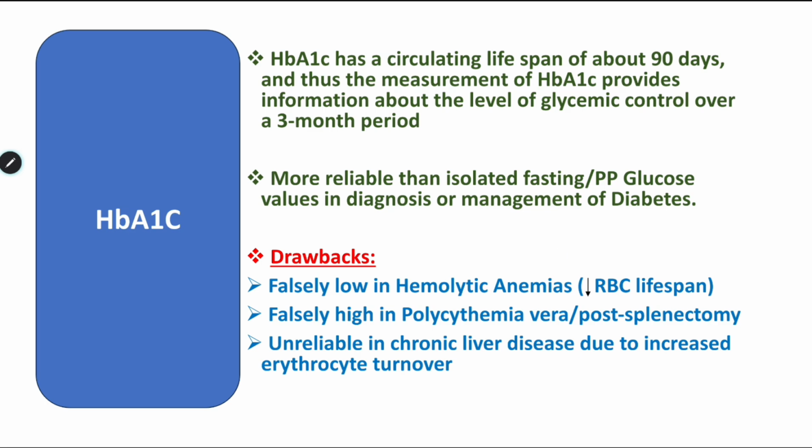However, HbA1c is not a reliable marker in case of hemoglobinopathies or normal hemoglobin variants, as we saw. And hemoglobinopathies are associated with hemolytic anemias. Hemolytic anemias have a decreased RBC lifespan. HbA1c is also falsely high in polycythemia and post-splenectomy, and it's not a reliable marker in chronic liver disease due to increased erythrocyte turnover.